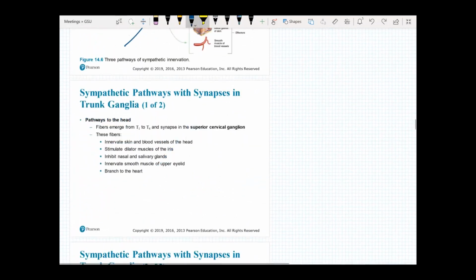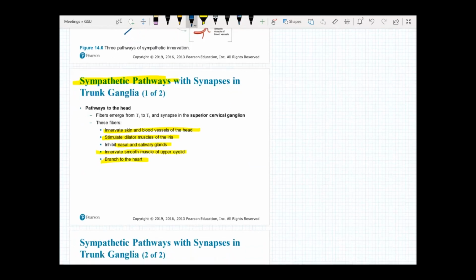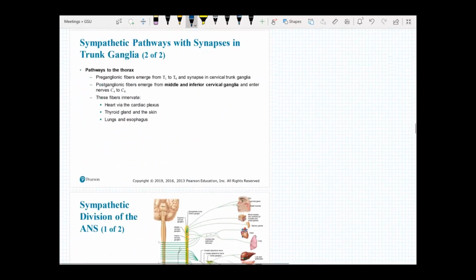But what I do want you to just know is that these sympathetic pathways will innervate skin and blood vessels of the head. They'll be able to dilate the muscles in the eyes. They're going to turn off nasal and salivary glands. They can innervate your smooth muscle and your eyelids, and they also will have a branch to the heart. So the sympathetic will connect to these places. You do not need to necessarily know the full-on pathway.